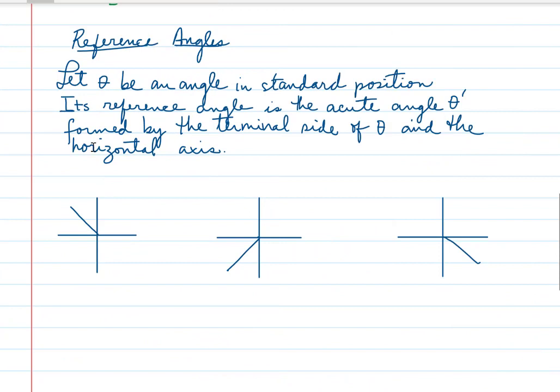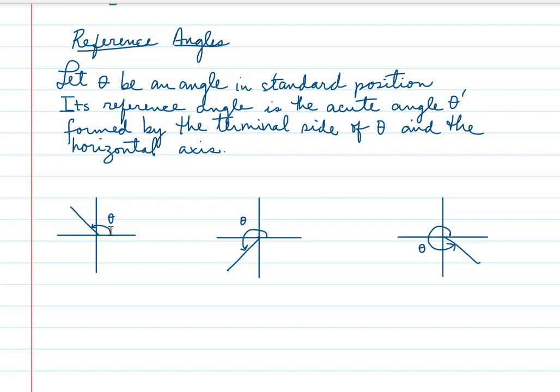Okay, so here we have one more definition that I want to go over in this section, and that is the reference angles. If we have an angle in standard position, I have the 3 possible scenarios here. We have our angle theta here in the second quadrant, you can have it in the third quadrant, and you can have it also in the fourth quadrant.